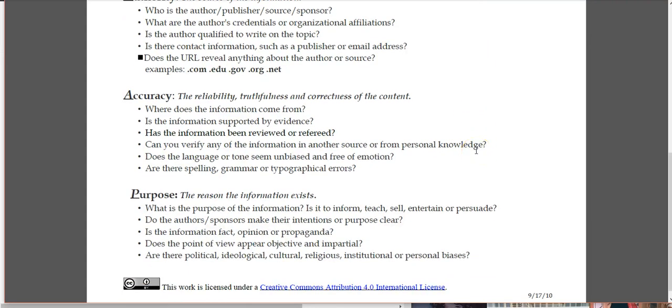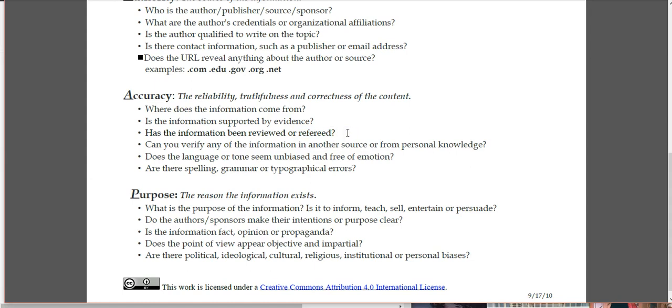Accuracy, the reliability, truthfulness, and correctness of the content. Where is this information coming from? Is the information supported by evidence? Has the information been reviewed or refereed? And this is a term, refereed, that is referring to peer reviewing.